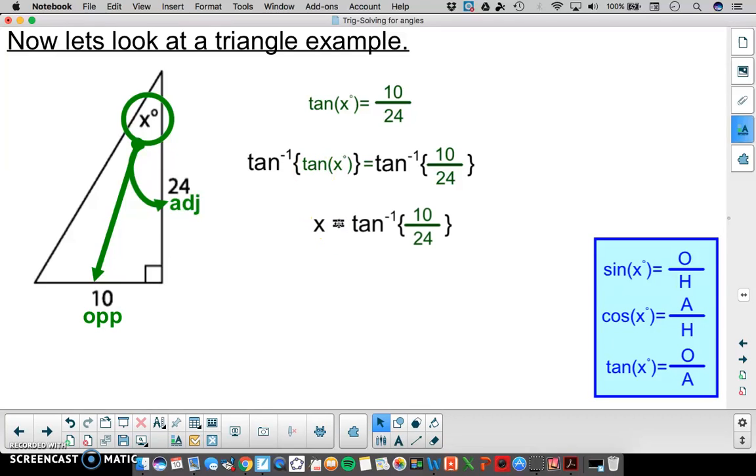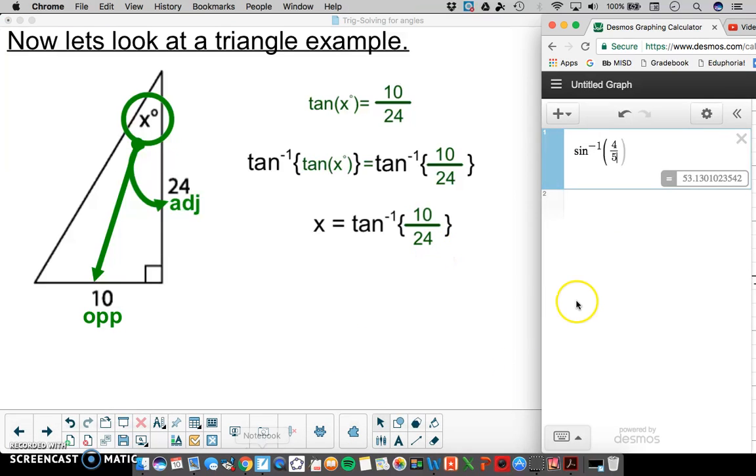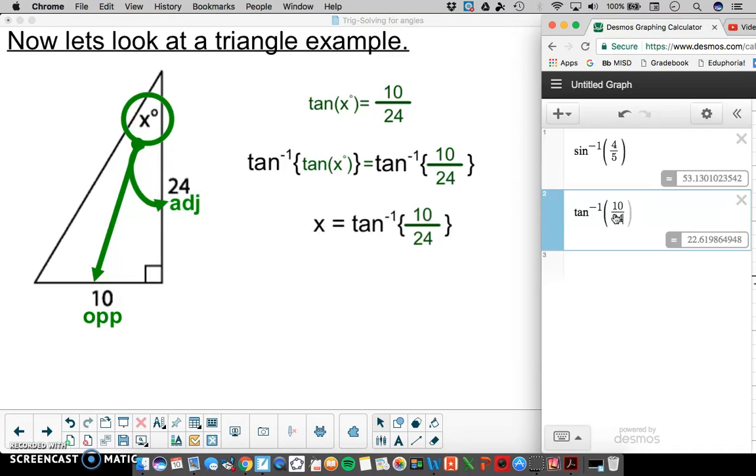and we get the inverse tangent of 10 over 24 to put in our calculator. So put in inverse tan of 10 over 24, and we get approximately 22.62 degrees. That is the approximate measure of x degrees in our triangle.